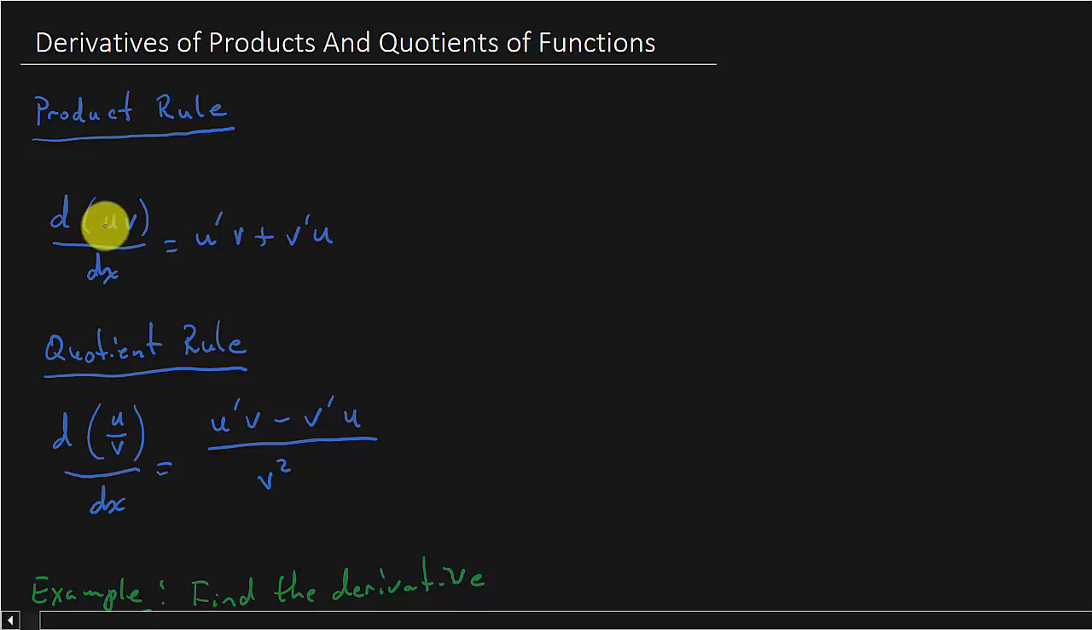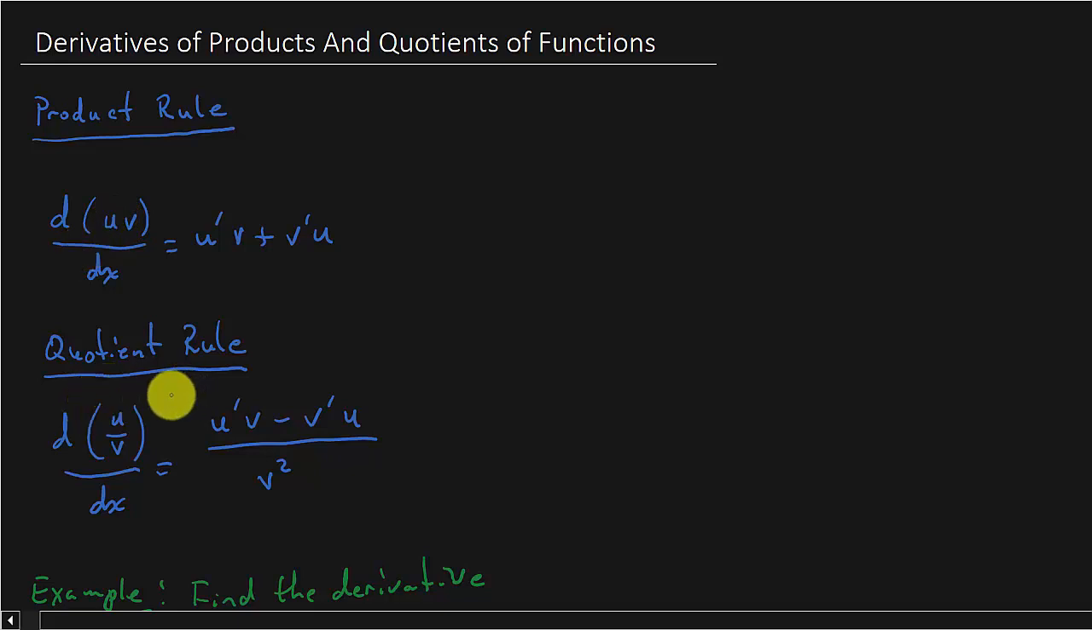So the product rule: if you have two functions multiplied together, so we've got u times v, then it's the derivative of u times v plus the derivative of v times u. I think an easier way of remembering it is it's the derivative of the first function times the second function plus the derivative of the second function times the first function. See, here's your first function, here's your second function. So it's the derivative of the first times the second plus the derivative of the second times the first. And that's the product rule.